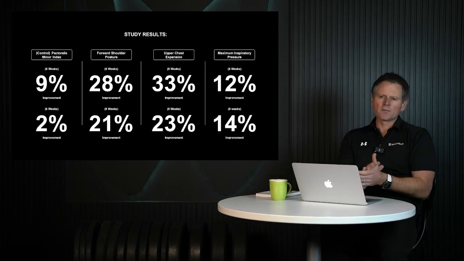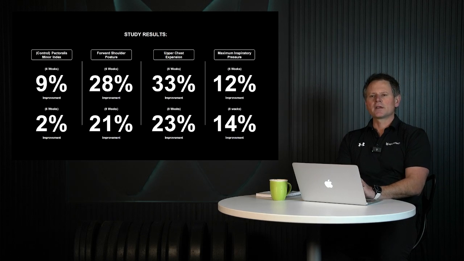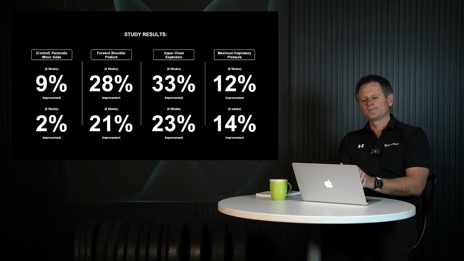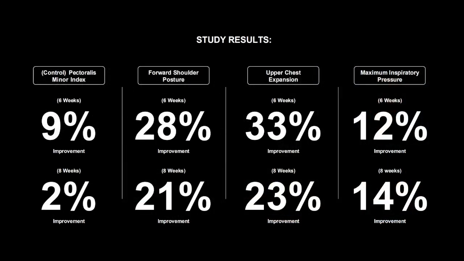So in this study, they combined a pec minor stretch with the tape, and they did that for 6 weeks, took the tape off, and then reevaluated after 2 more weeks to see if the results were lasting. We looked at the rounded shoulder posture, we also looked at the mobility of the ribs, and we looked at the strength of our respiratory muscles, primarily through the diaphragm. So some cool results here.